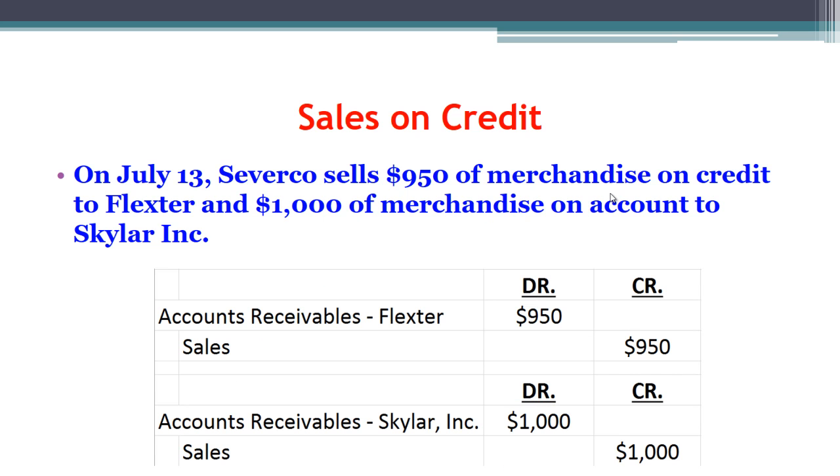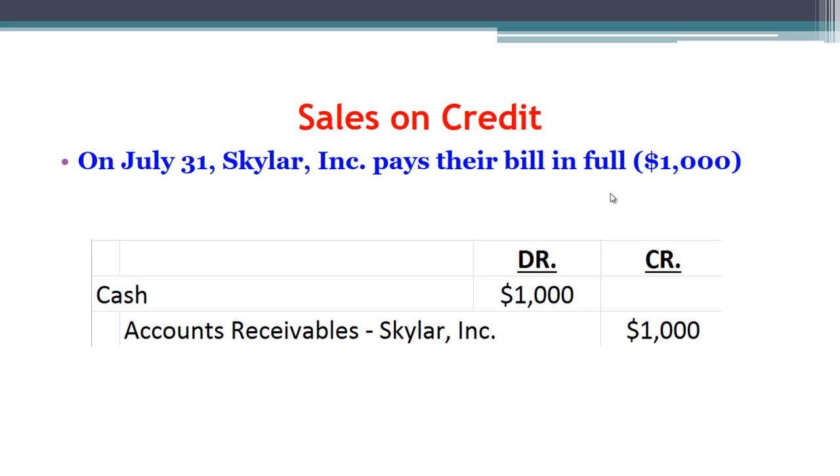Again, we're back to this transaction just like before. We had the debit to the accounts receivable, credit to sales for both customers. Now on July 31st, Skylar Incorporated is going to pay their bill in full. They owed us $1,000. They're going to pay the full $1,000. The normal payment would be a debit to cash, assuming we receive cash, and a credit to accounts receivable to reduce that account.